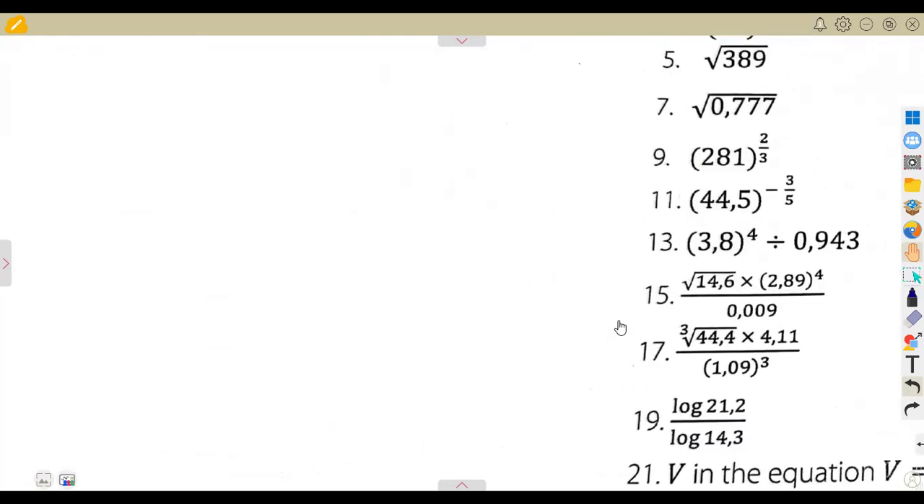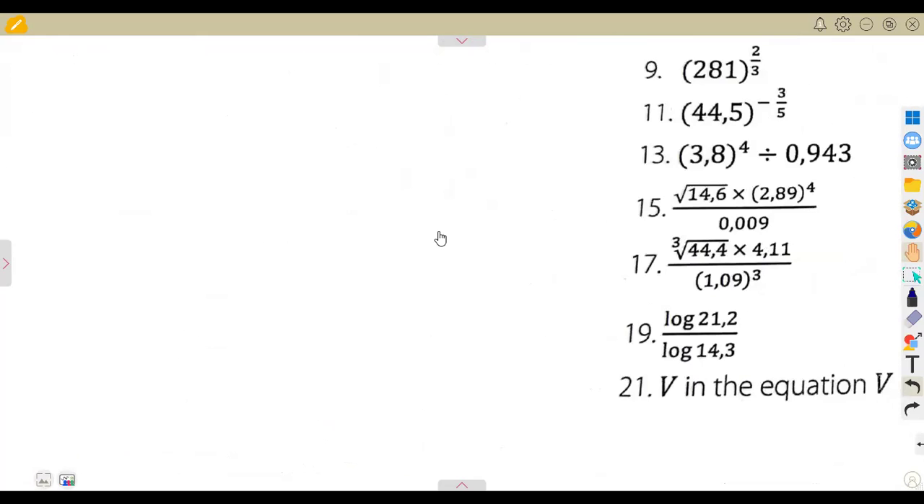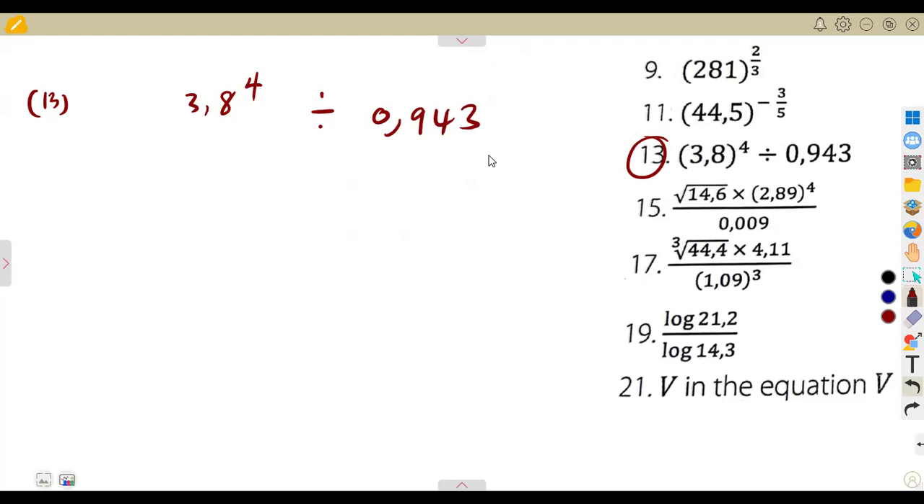If you check number 13 there, I'm not going to do all these questions. Try as many questions as you can. Number 13 is a typical exam question that you can be given, which is 3,8 to the exponent of 4 divided by 0,943. So I'm going to use log, use whatever I want. You choose what is best for you. So in this case, I'm going to use the ln, which is the Napierian logarithm.